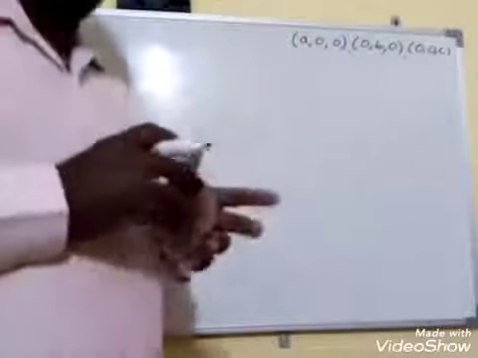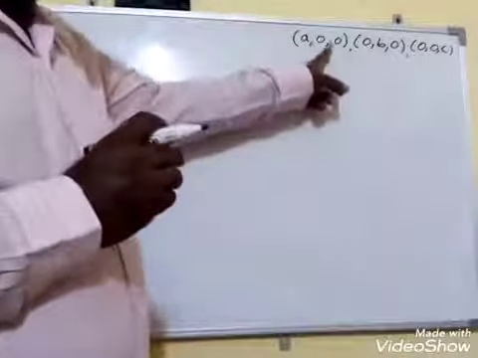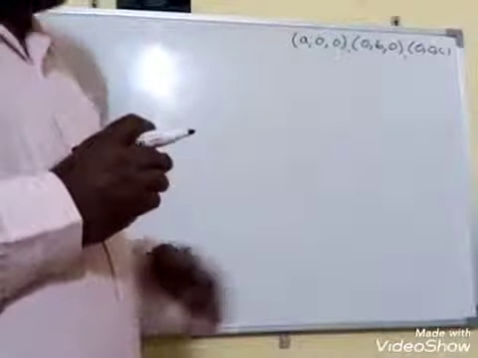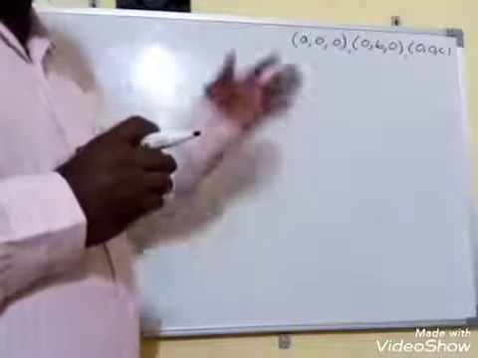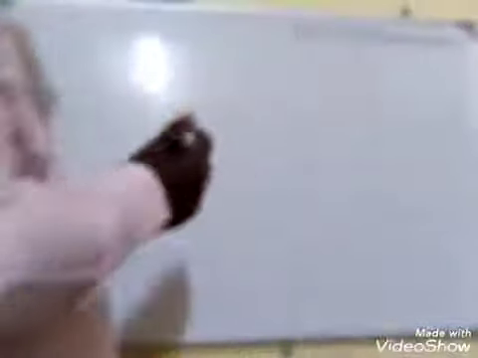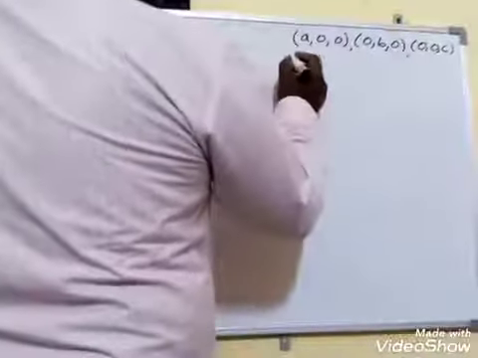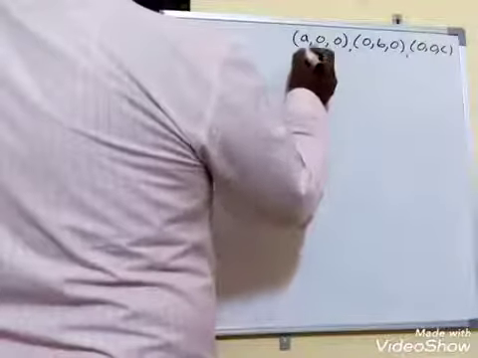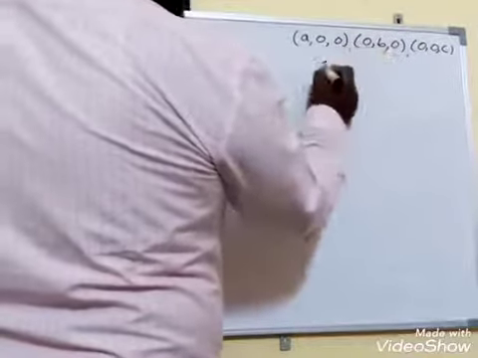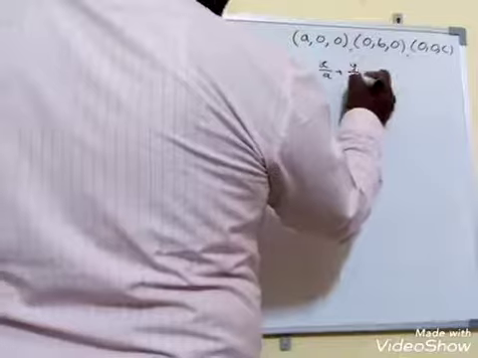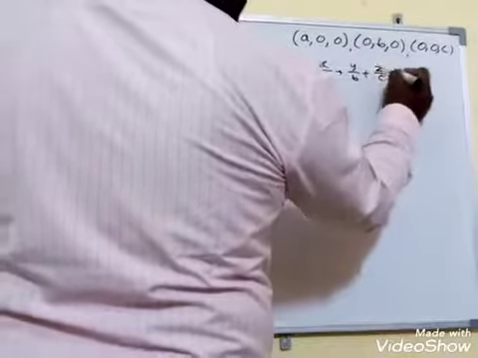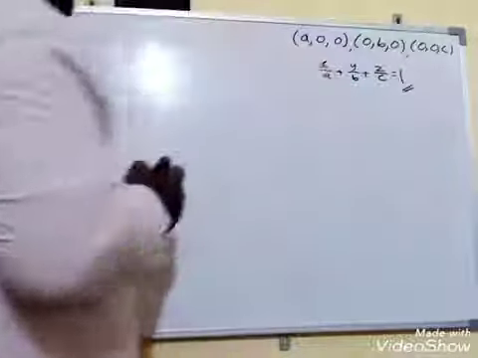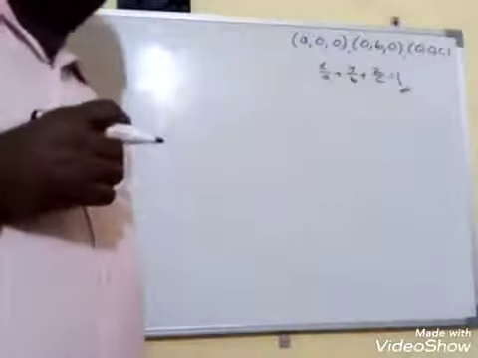Directly, by observing, what can you see here? (a,0,0) lies on the x-axis, that means the x-intercept is a. Similarly, the y-intercept is b and the z-intercept is c. Hence, clearly, the equation of the plane whose intercepts are a, b, c is x/a + y/b + z/c = 1. This is the required equation. Directly we can write it in one line. Just observe that it is given to confuse you.